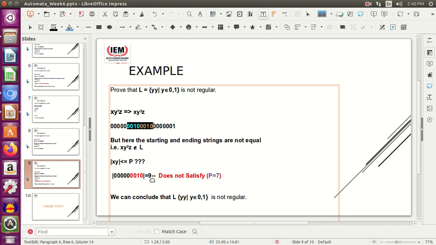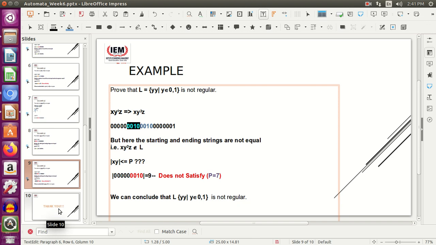For the next condition, let us check the length of xy. The length of xy will be 1, 2, 3, 4, 5, 6, 7, 8, 9. This is x and this is y, so it's 9. So 9 is never less than or equal to 7, so it does not satisfy the condition. So the second criteria is also not satisfied, and once you get this, you can conclude that the language L is not a regular language using the norms of pumping.